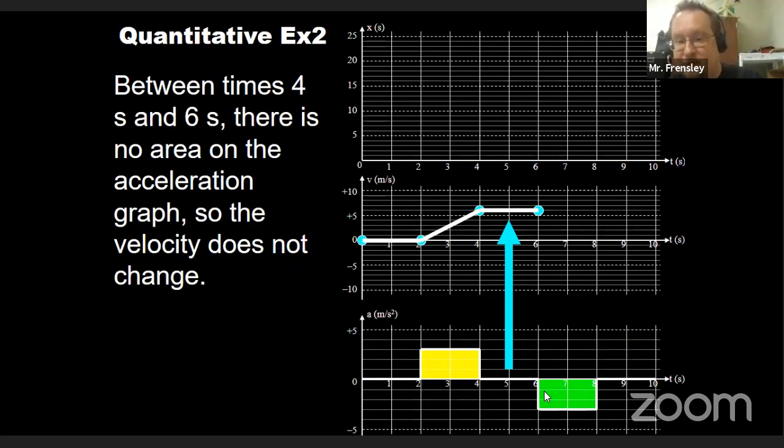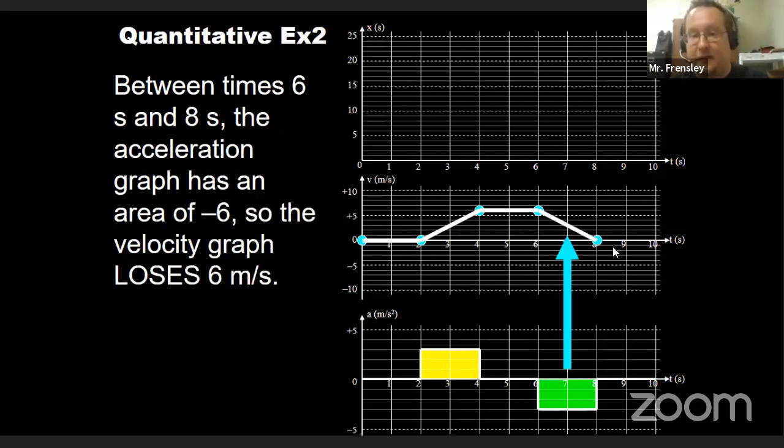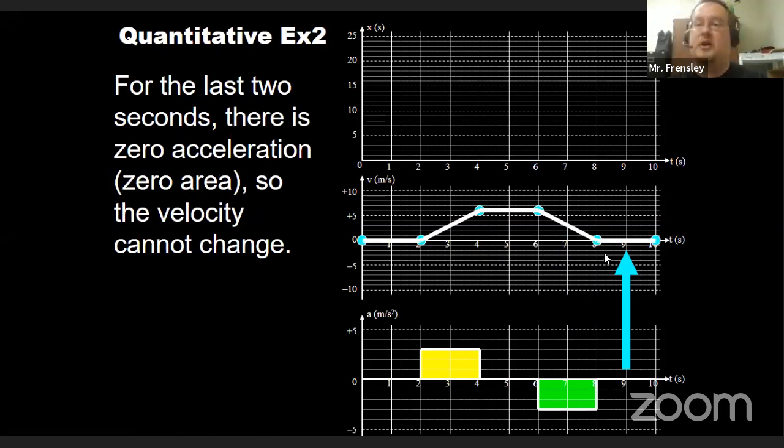Lose 6 meters per second. That's what this green area means. -6 meters per second of area, lose 6 meters per second. Lose all 6. Then you end with no acceleration, so the velocity still can't change. So you could have done it by areas, or you could have just said, hey, 0 slope, slope of 3, 0 slope, slope of -3, 0 slope, which is what the accelerations are.